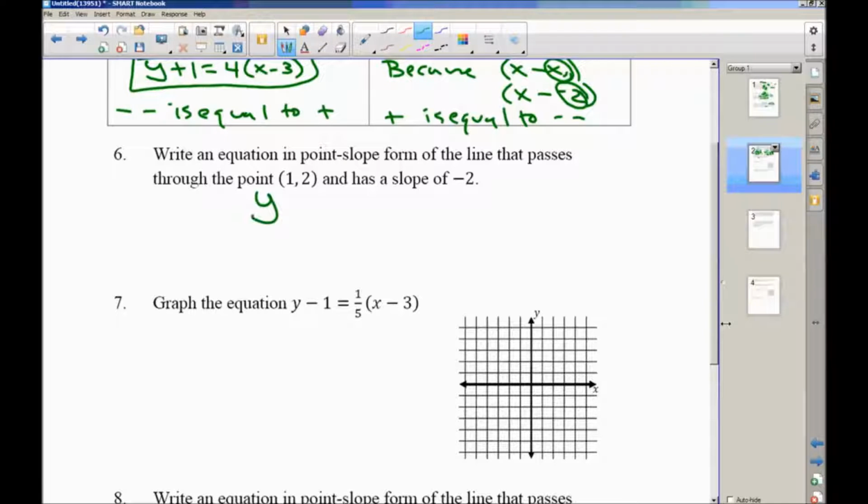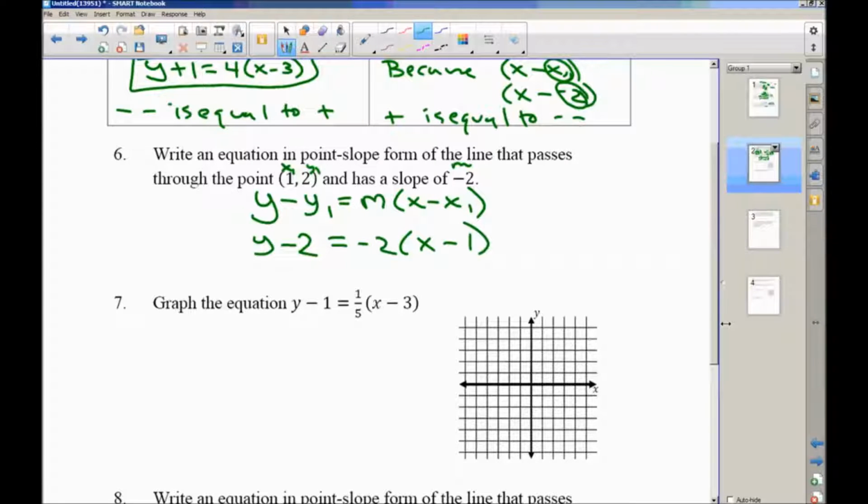So let's write our formula first. y minus y1 equals the slope times (x minus x1). And remember, this is x1 and y1, and this is our slope. So we go to y minus 2. Our slope is negative 2, and then x minus 1. There's no double negatives in here, so we're done.